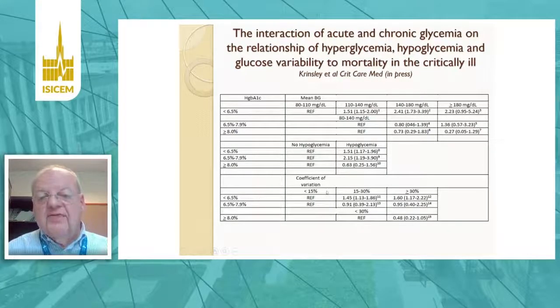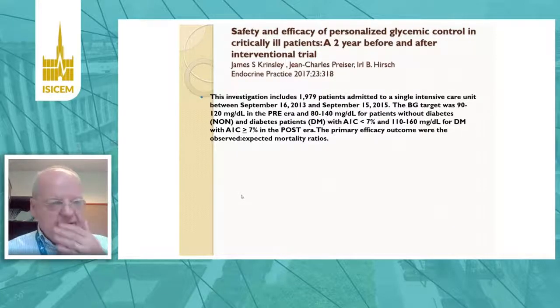And likewise, for the coefficient of variation, we also got higher mortality, a higher likelihood of dying, in those patients with a coefficient of variation of 15 to 30 or more than 30, so a high variability, in those patients with the lowest A1C. So again, the interaction of acute and chronic hyperglycemia played a role in the association between hyperglycemia, glycemic variability and mortality in the critically ill.